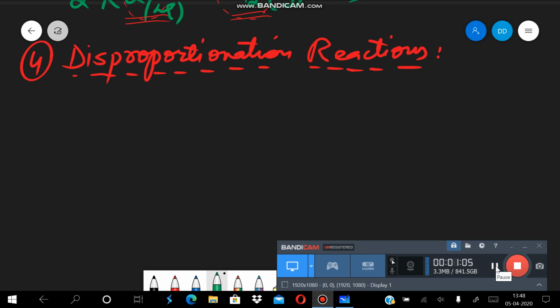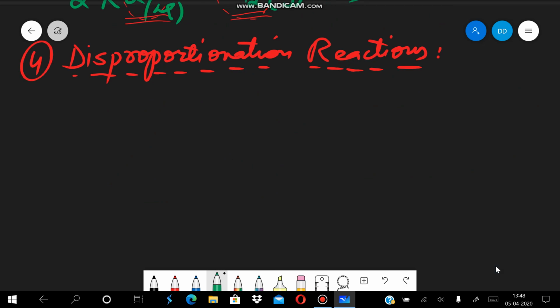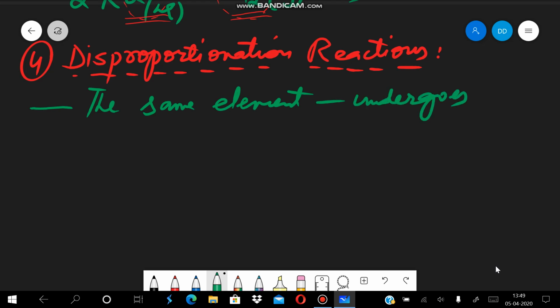Now the fourth type of redox reaction is disproportionation reactions. In case of disproportionation reactions, the same element undergoes both oxidation and reduction.